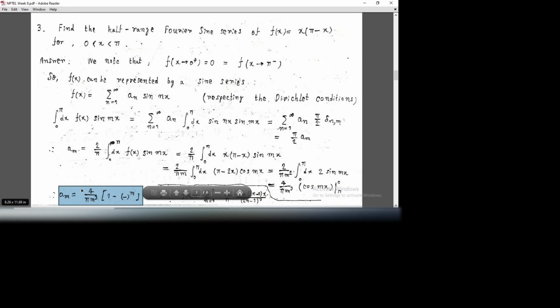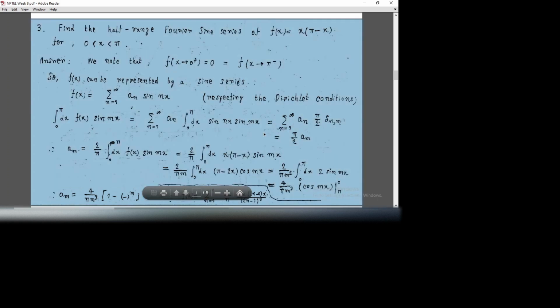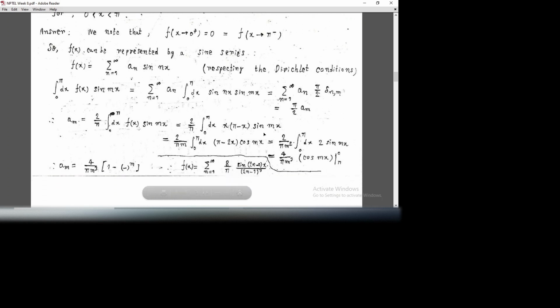So the result for this particular f(x) is a_m equals 4 by pi m cube times (1 minus (minus 1) to the power m). And now simply substitute this value of a_m in the half range Fourier sine series. So this is our Fourier series, and we now have to substitute this value of a_m in this series. That is what I have done, and I have got this result.